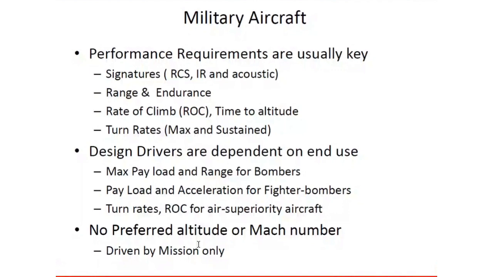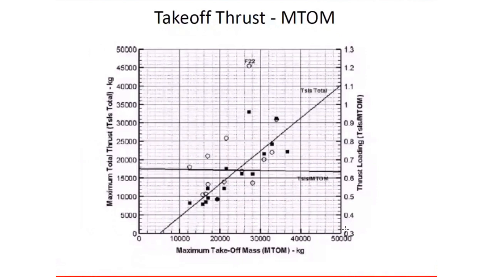So here is another plot, which is takeoff thrust to maximum takeoff weight. So this is the T by W ratio. Now, T by W is a factor depending on the type of aircraft. As I said, for most long-range passenger aircraft, T by W is lower, and for fighter airplanes, T by W is larger because you want to have better acceleration.